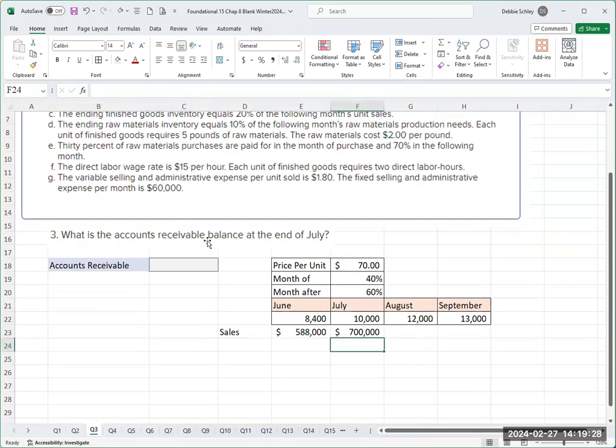So then what is the accounts receivable balance at the end of July? Well, in June, we collected 40% of June's, and then in July, we collected the rest of it, the 60%, and we collected 40% of July's in the month of. So all that is left in accounts receivable is that 60% for the month after. So that's going to be July sales times 60%.